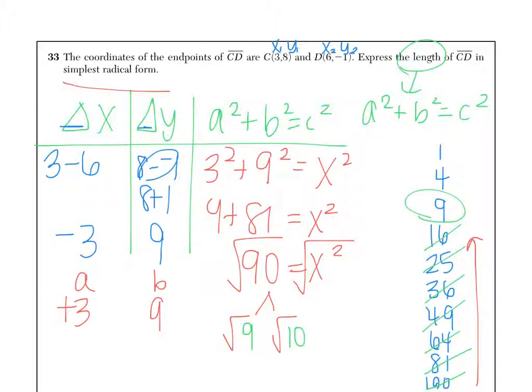So I always put the perfect square first and the non-perfect square second. Because when I simplify this, notice again that the reason we did the square root is so that the square cancels out. When we simplify, we have square root 9 turns into a 3. Square root 10 stays the same. So we get x equals 3 radical 10, which is our final answer.